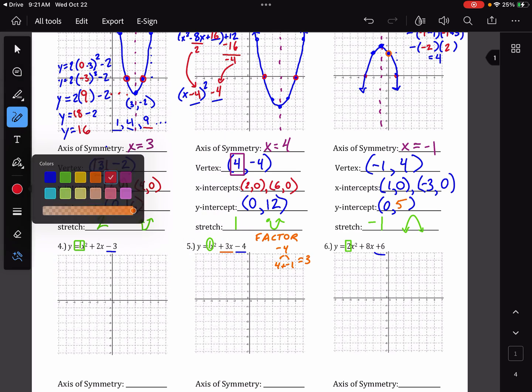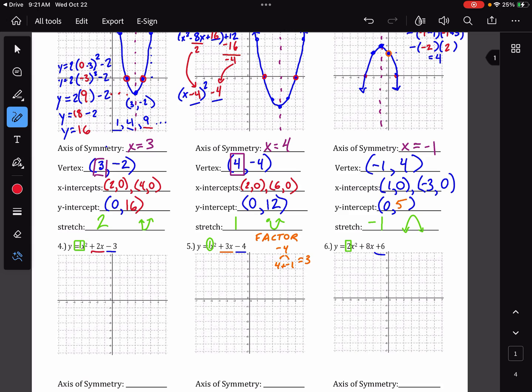Number 4, I'm looking at that. I've got an even number, so I'm going to go ahead and complete the square on that. And I'm also going to complete the square over here, just so you can see completing the square with that a term again.